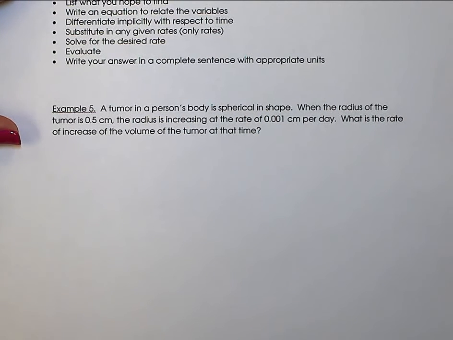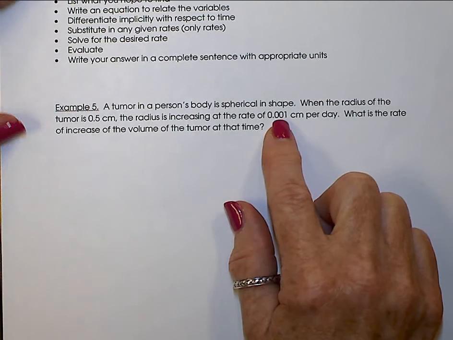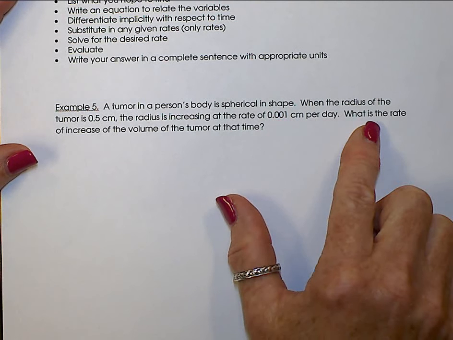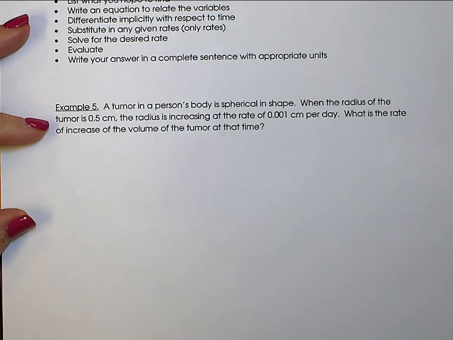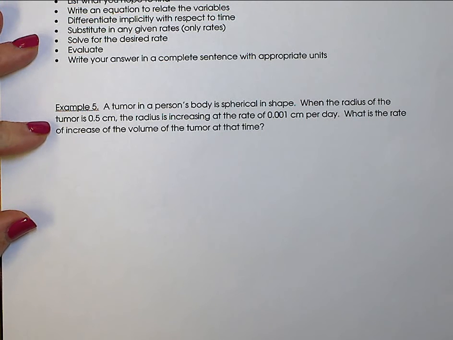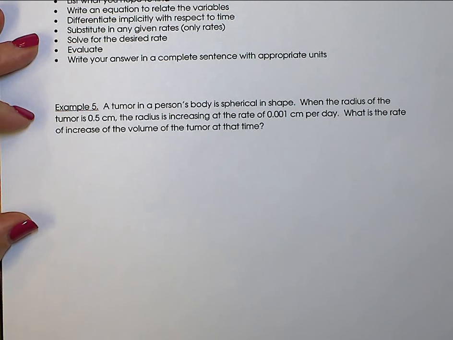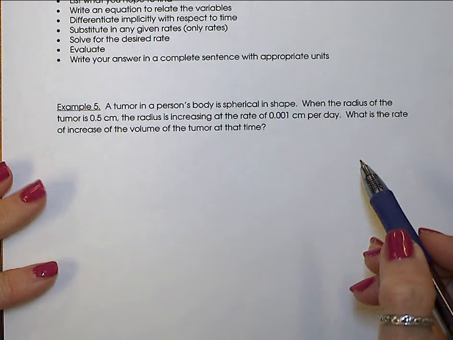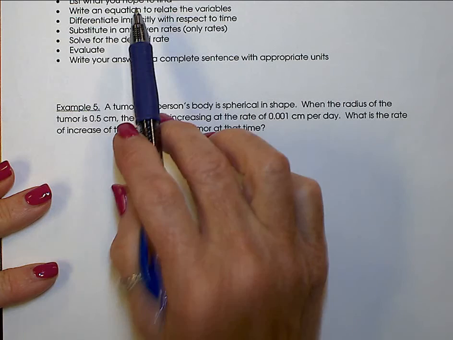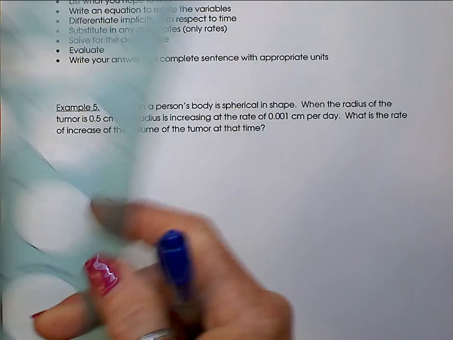A tumor in a person's body is spherical in shape. When the radius of the tumor is half a centimeter, the radius is increasing at a rate of 0.001 centimeters per day. What's the rate of increase of the volume of the tumor at that time? So looking back to the steps up above, read the problem several times, and then the next thing is we'll have to draw a well-labeled diagram. So we need to draw this tumor, which is spherical in shape.